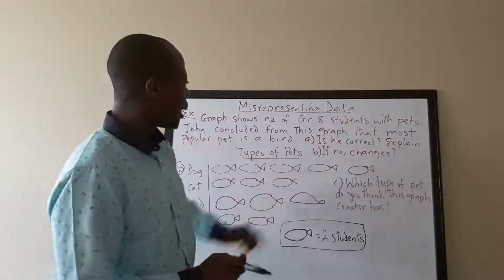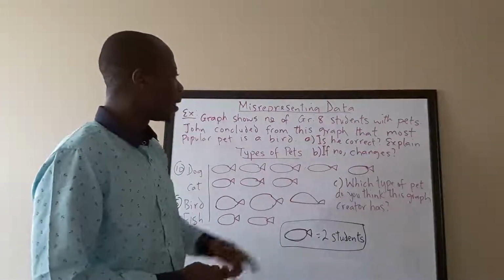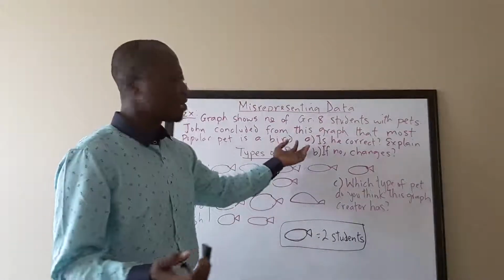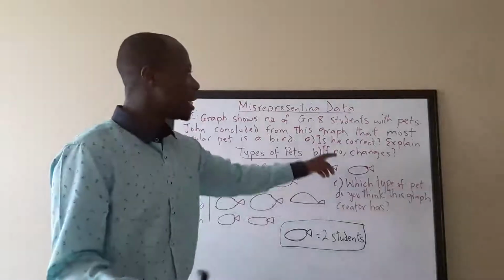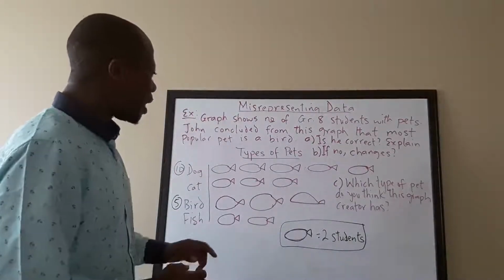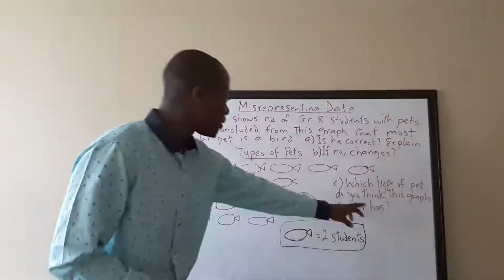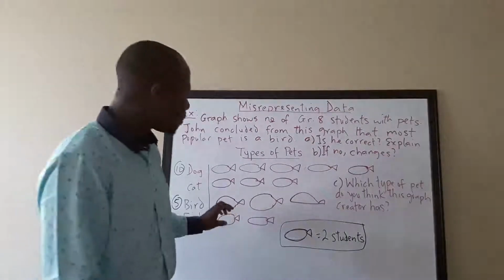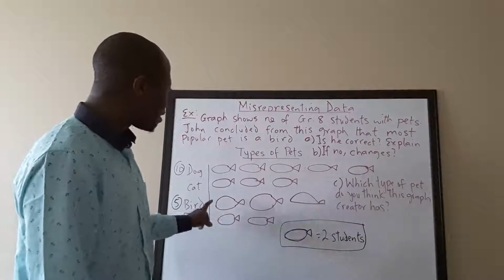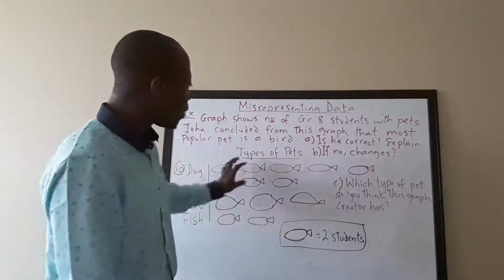So A is done. And B, if your answer is no, which of course we're saying that no, John is not correct, what changes should we make here? Well, the change we need to make is that the graph creator here misrepresented birds, because the graph creator has made the drawings for birds bigger than all other drawings.